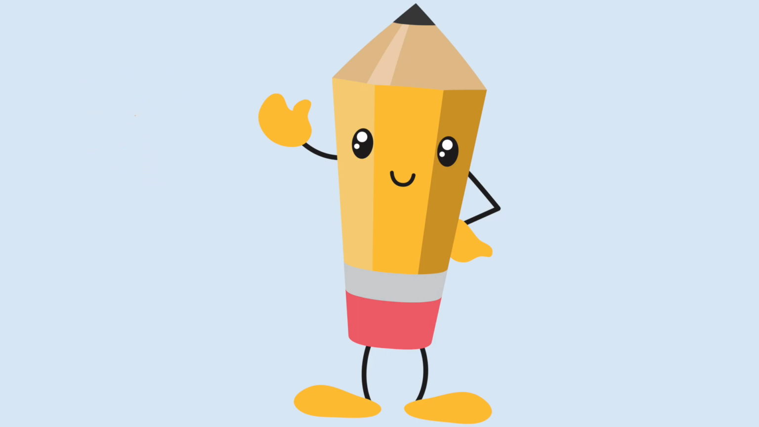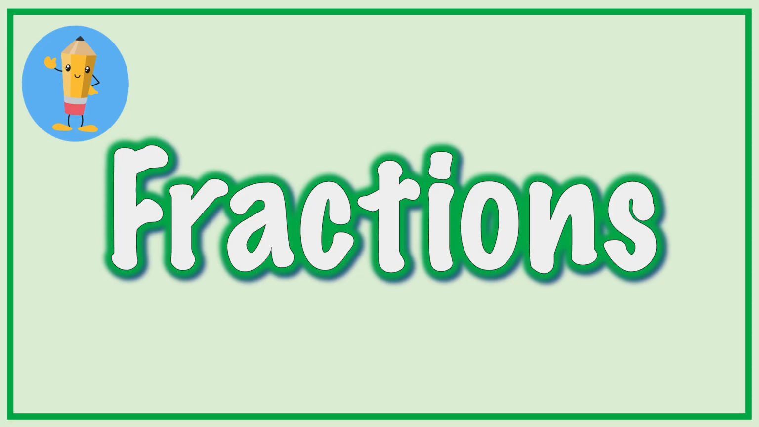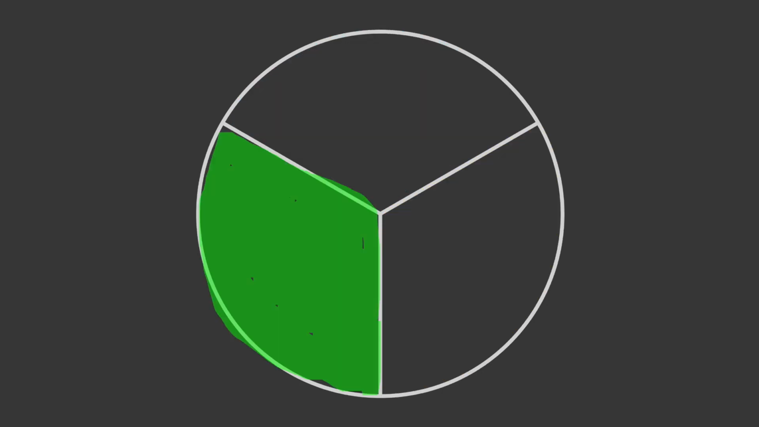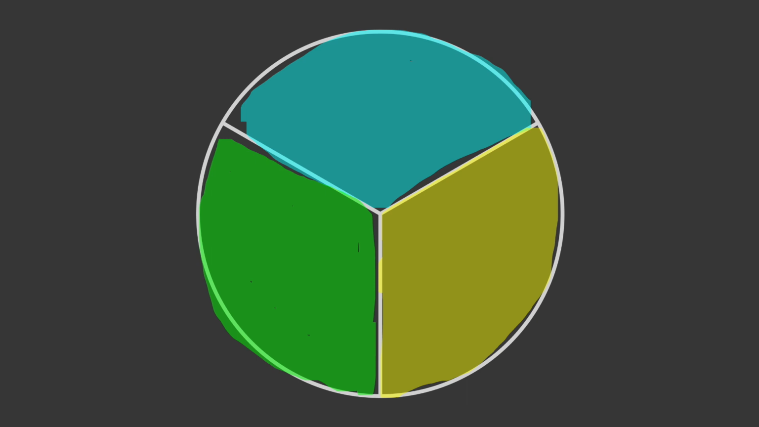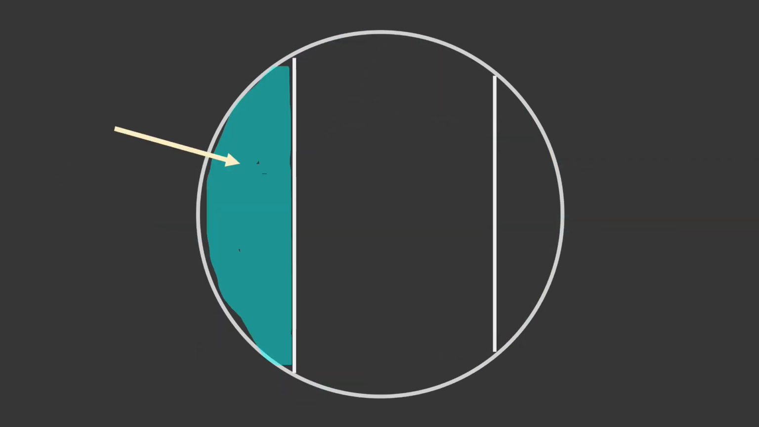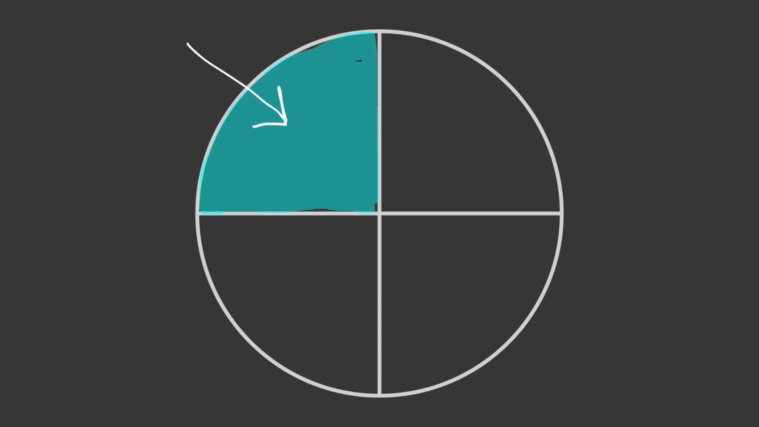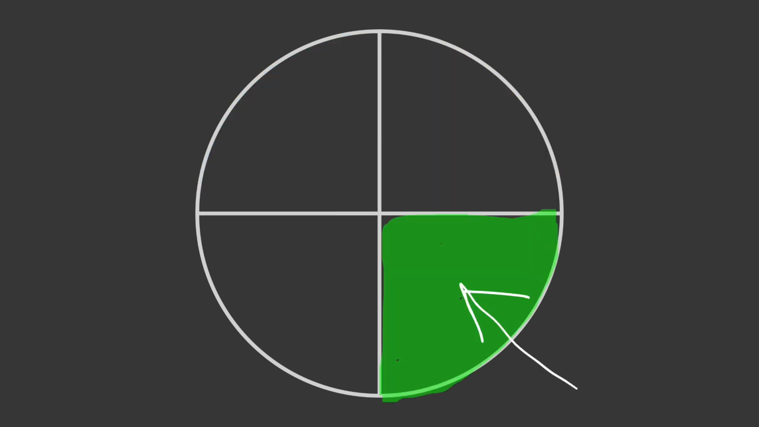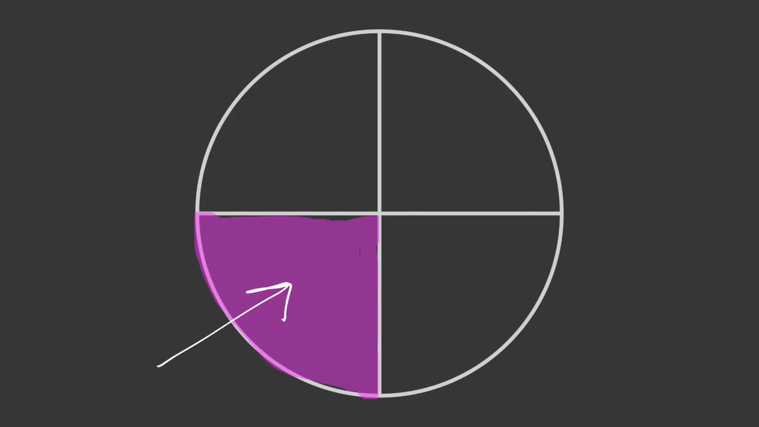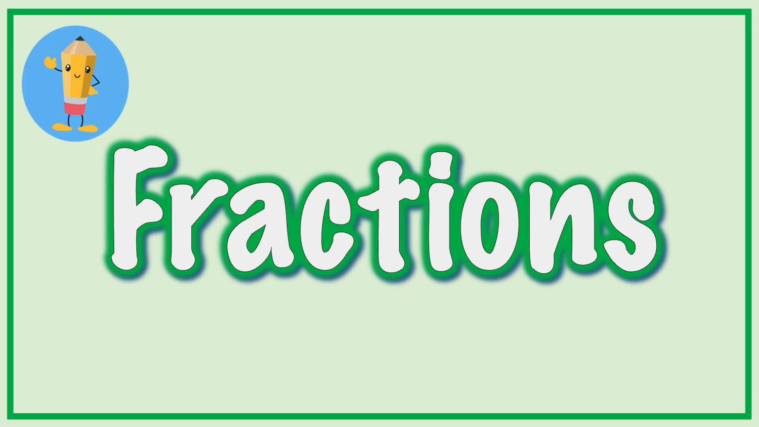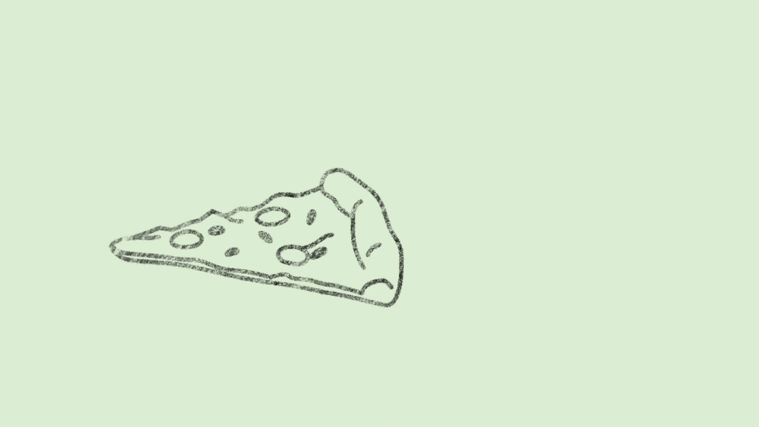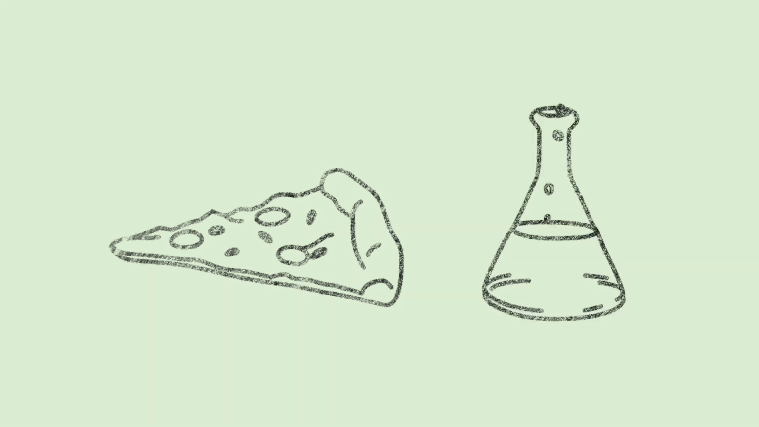In this video we'll learn about fractions. Fractions describe equal parts of a whole. Look at this shape. The parts are not equal or the same. The parts are not fractions. Look at this shape. The parts are equal. Each part is the same. Each part is a fraction of the whole. We can use fractions to talk about how much of something we have or how much of something we need.